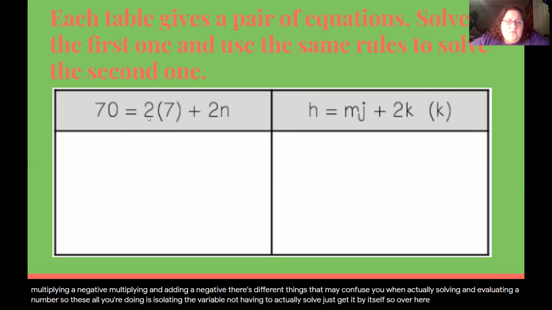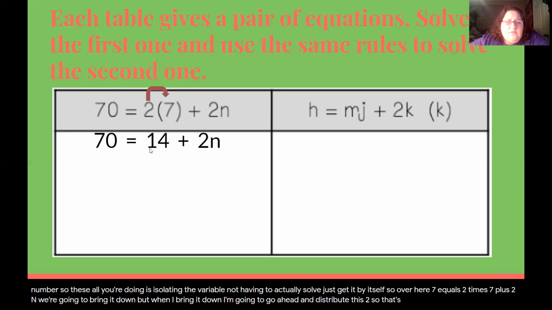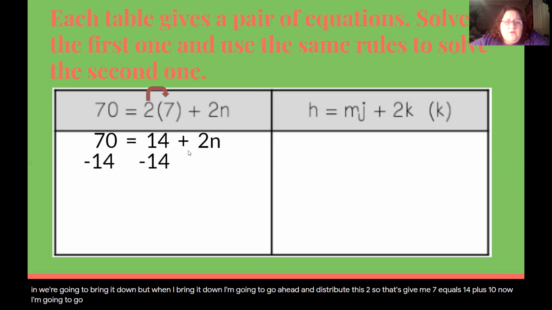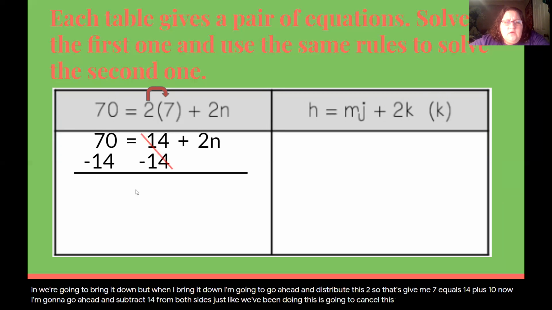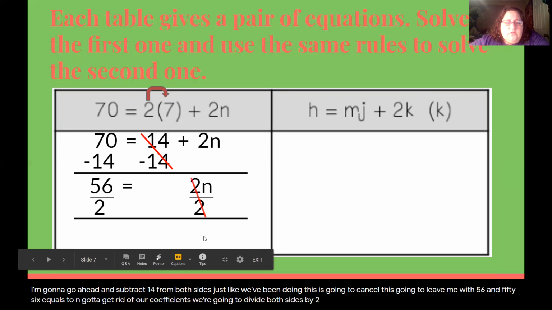So over here, 70 equals 2 times 7 plus 2n. We're just going to bring it down, but when I bring it down, I'm going to go ahead and distribute this 2. So that's going to be 70 equals 14 plus 2n. Now I'm going to subtract 14 from both sides, just like we've been doing. This is going to cancel. This is going to leave me with 56, and 56 equals 2n. We have to get rid of our coefficient, so we're going to divide both sides by 2. The 2's cancel. 2 goes into 56 28 times, so I have 28 equals n.